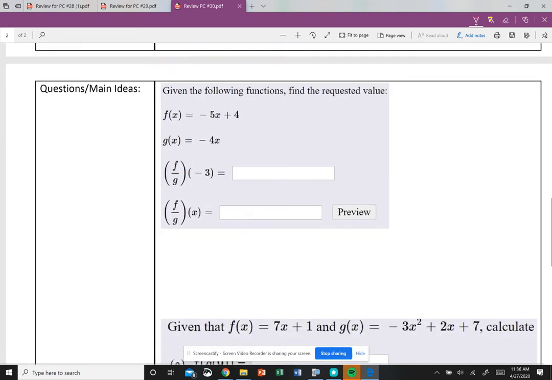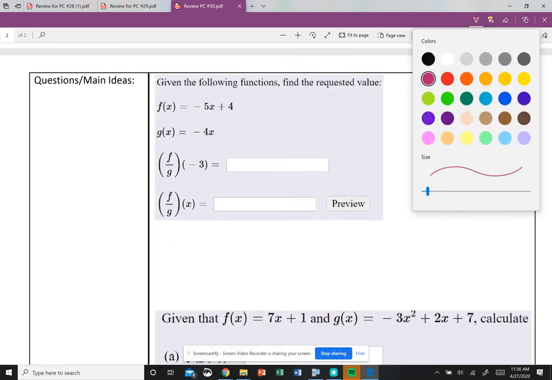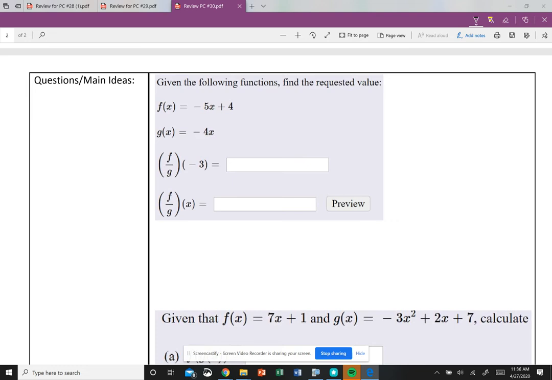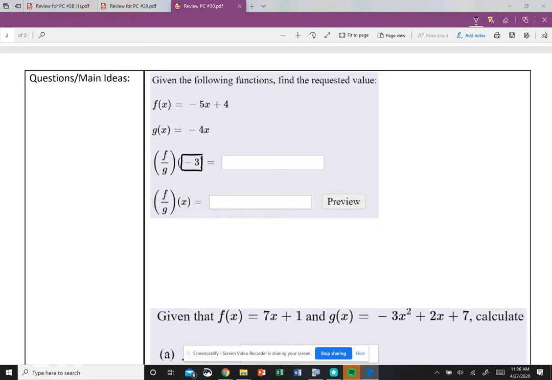All right, let's move down here to this division one. Okay, so first thing we're going to do is take this -3. We're going to plug it in. So this becomes, I'm going to put it in parentheses because I'm going to be dividing. And I'm going to put this in parentheses. So this would be -4 in parentheses -3. And then on top, this is -5, parentheses -3, close parentheses, plus 4. Okay, so that's what it looks like.